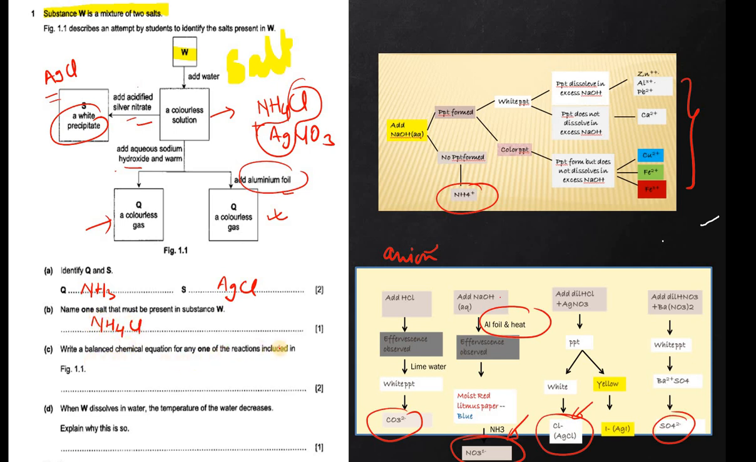Write a balanced equation for any of the reactions included here. So in this inclusion, as I have already written here, I can just simply write that NH4Cl plus AgNO3 will give silver chloride, AgCl.